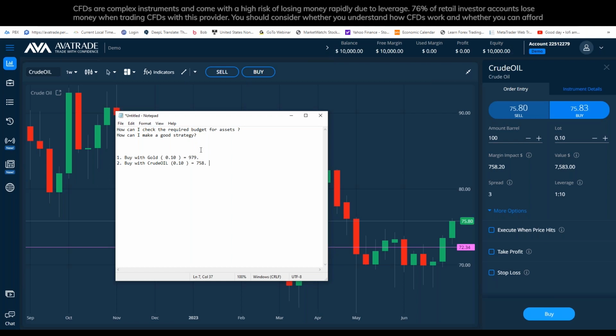Now, the initial position we were supposed to examine was one lot with gold. One lot with gold. Cost 9,797, right? We have reduced that. And not only that, we took another position with oil and we're not even scratching the surface. We're not even a third of this cost, right?